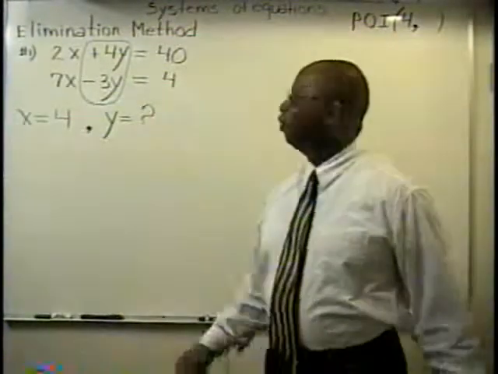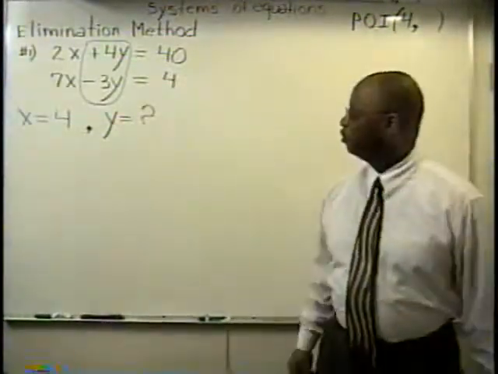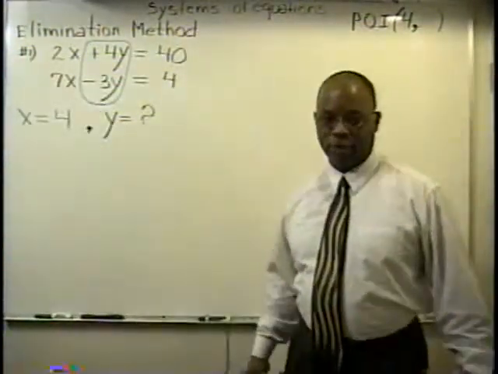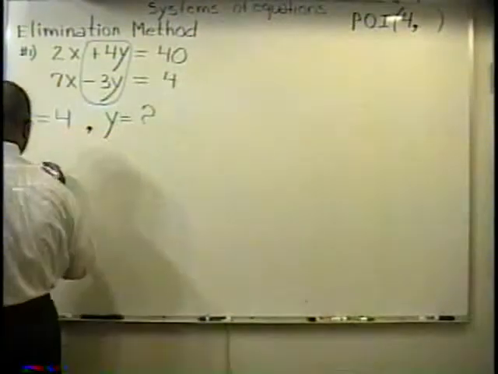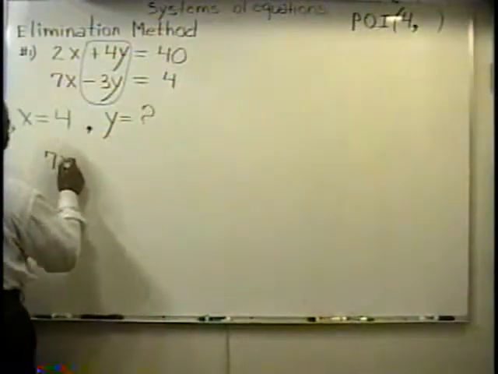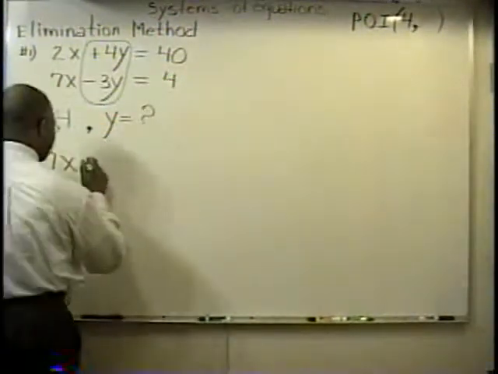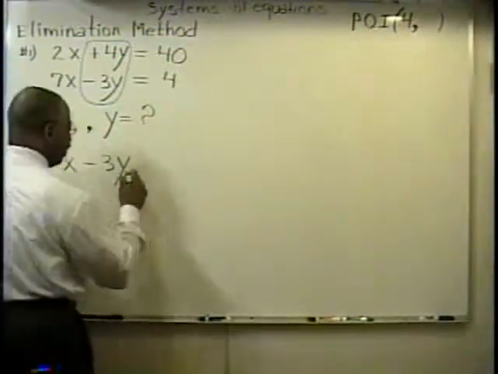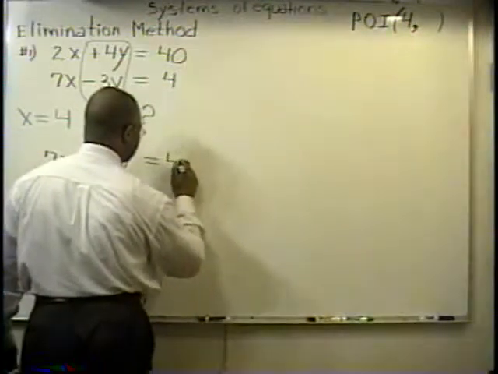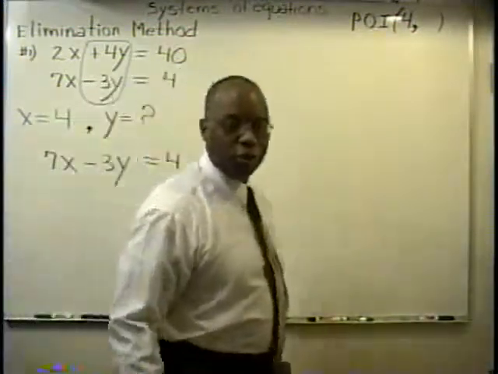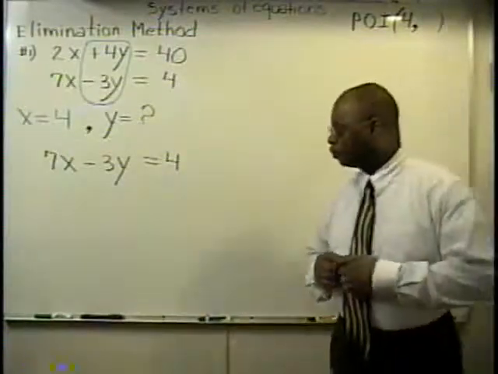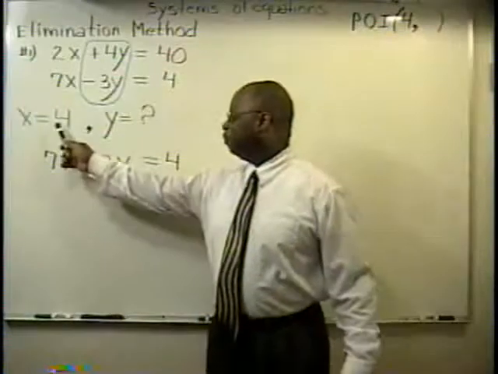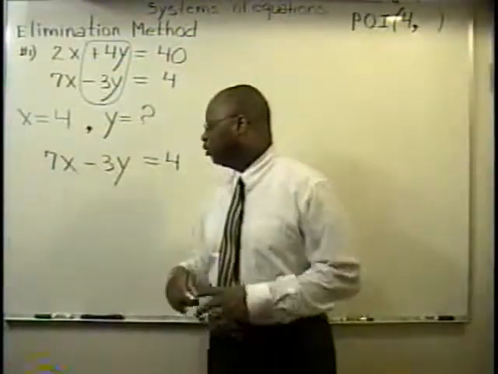All right, let's make life difficult. Let's use equation 2. I was going to use equation 1, but this time let's use equation 2. So now here is equation 2. I go 7 times x minus 3 times y, that's equal to 4. Now I'm going to use substitution. What am I going to substitute for? Yes, in place of x, I'm going to substitute 4.